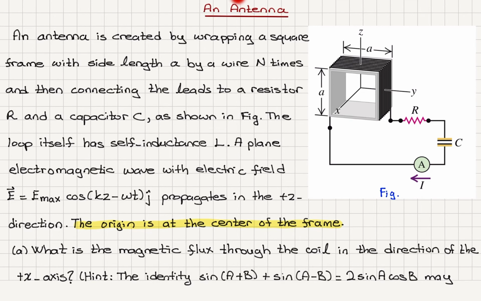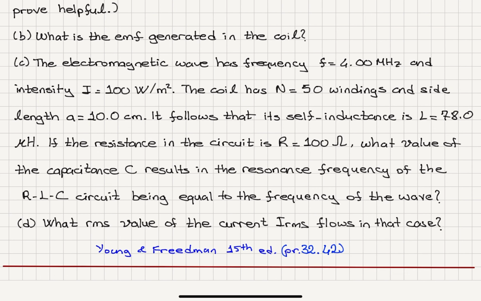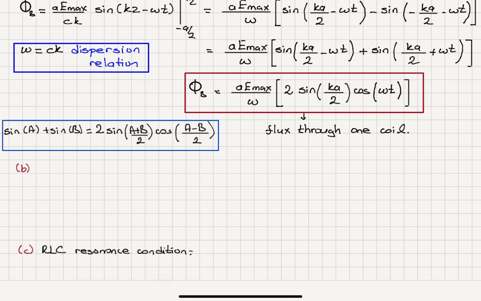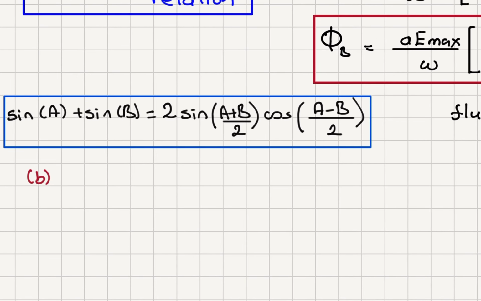Continuing our discussion of this antenna problem, in part A we calculated the magnetic flux through each coil. Now in part B, what is the EMF generated in the coil? Well, knowing the magnetic flux in the coil, we can use Faraday's law, and Faraday's law states that the induced EMF epsilon is equal to minus the number of turns times the rate of change of magnetic flux through each coil, d phi B dt.